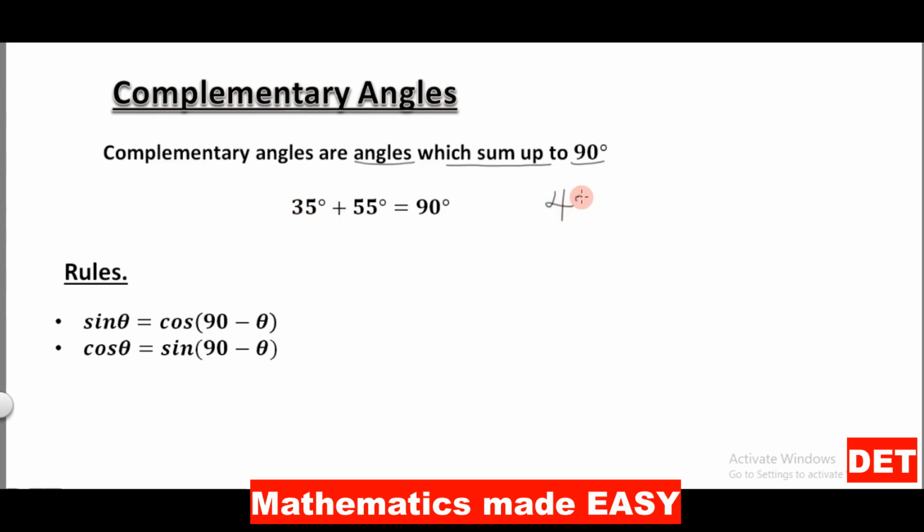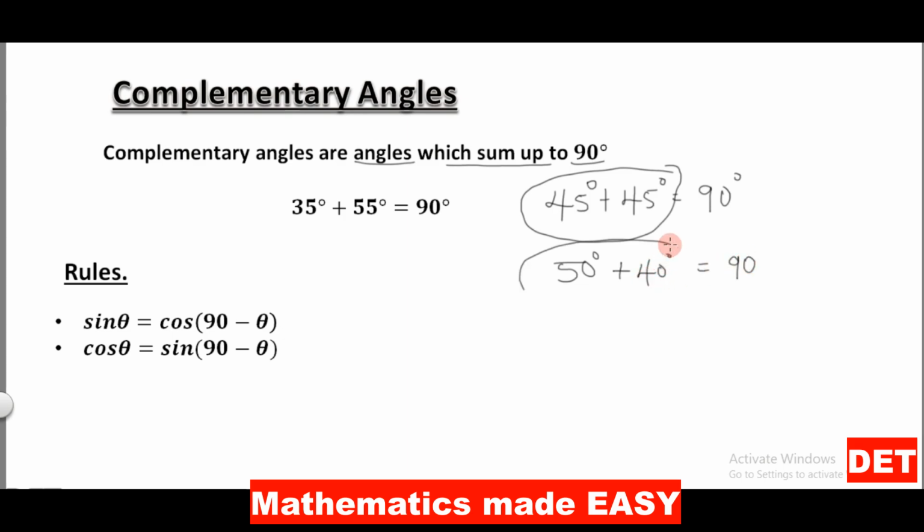Alright, 45 plus 45 will give you what? 90 degrees. So that tells you that 45 degrees and 45 degrees are complementary angles. Alright, 50 plus 40 degrees will give you what? 90 degrees. So that tells you that these two angles are complementary angles, because when they sum up, they will give you 90 degrees. Alright, so complementary angles are angles which sum up to what?